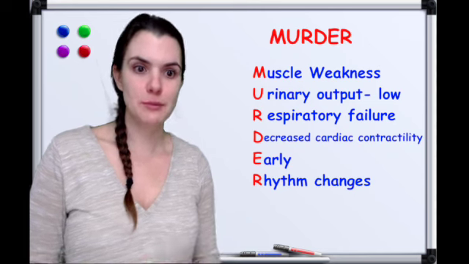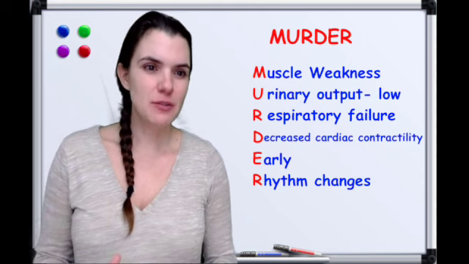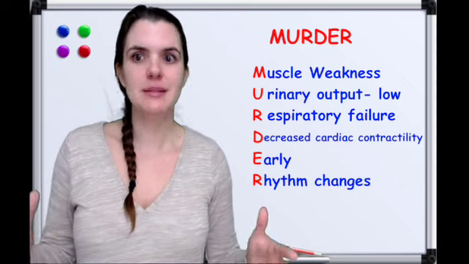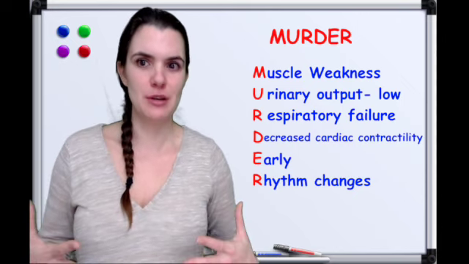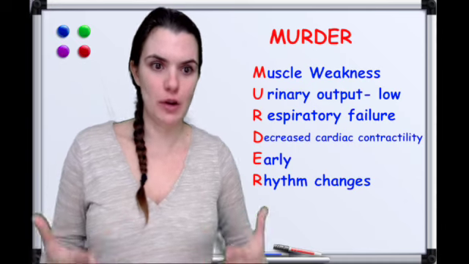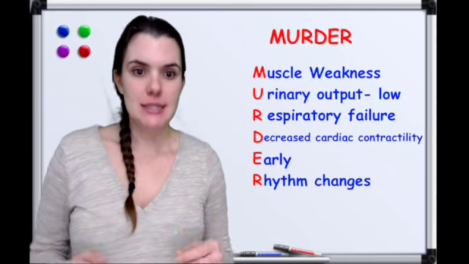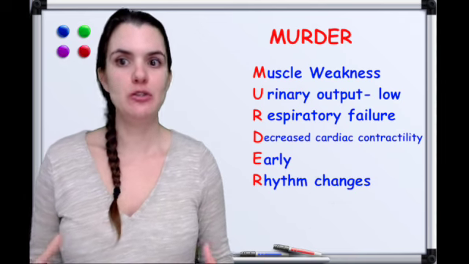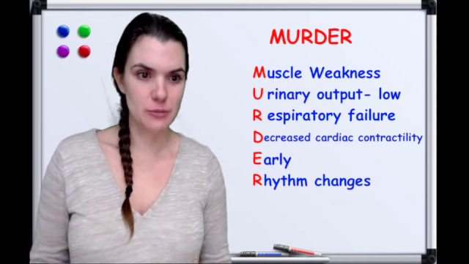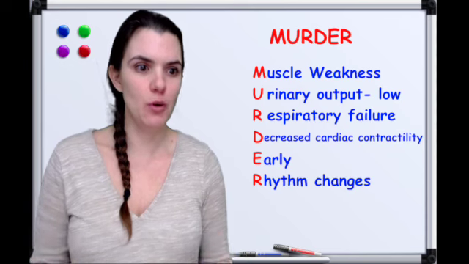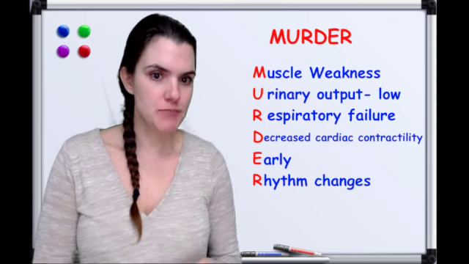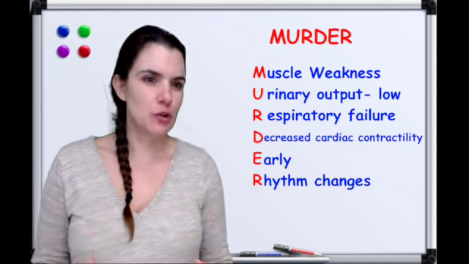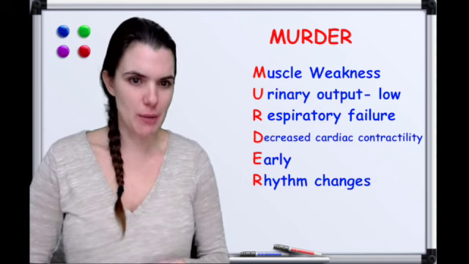R is for respiratory failure, because when the levels get so high, those muscles, they'll just quit working, and then it makes it difficult or impossible for them to breathe because that diaphragm is just not working. And then D is for decreased cardiac contractility, because again, it goes to those muscles not wanting to work as well. So these patients are going to have a weak pulse or a very low heart rate. And then E is for early. And you're probably going to see some early muscle twitches or even some cramping.